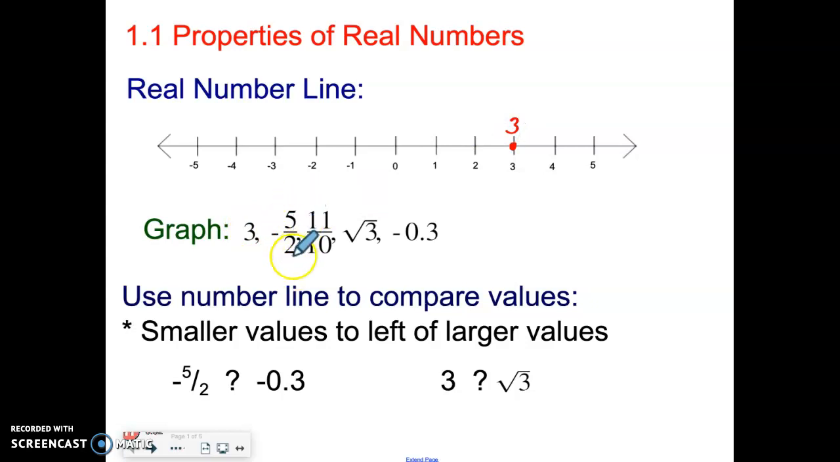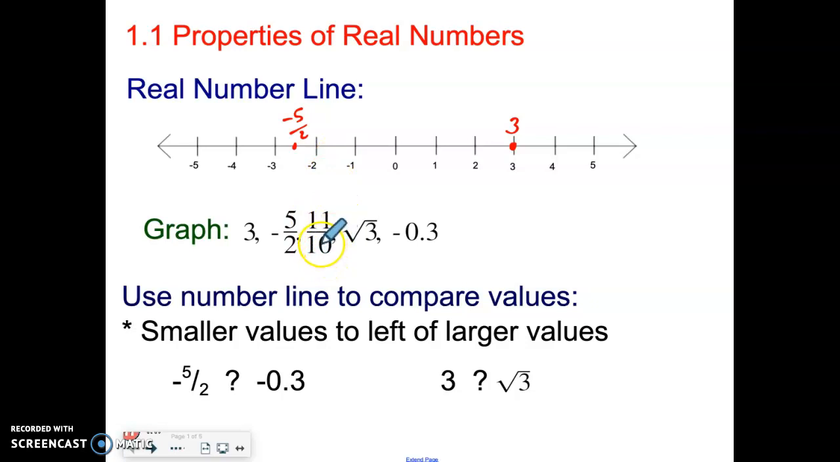Moving on, I have -5/2. Sometimes people like to convert that to a decimal, like -2.5, to help them figure out where that would be on the number line, right? So -2.5 would be between -2 and -3, and we would say that -5/2 is here. And I'm always going to use a dot to represent where my value lies or where that solution lies.